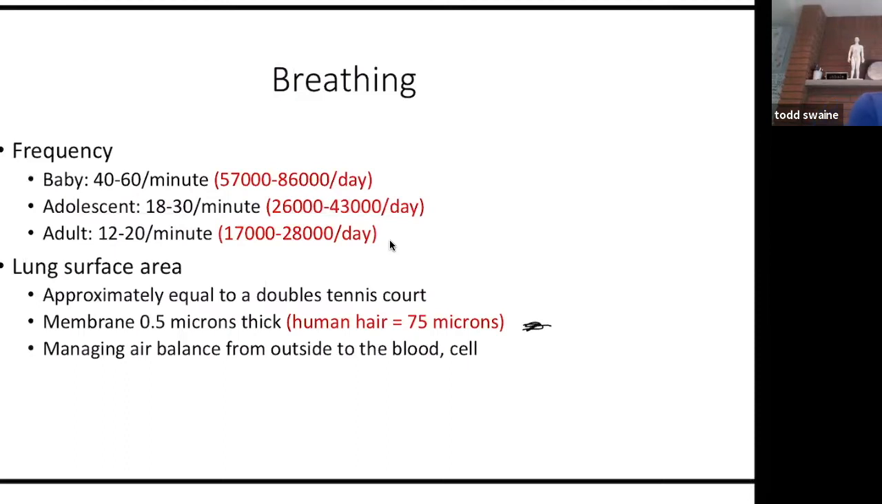So this is where the concept of passive diffusion comes in. Excellent in theory, if the membrane stayed 0.5 microns thick. And there's ways to find out if it is passive diffusion or if it is not.